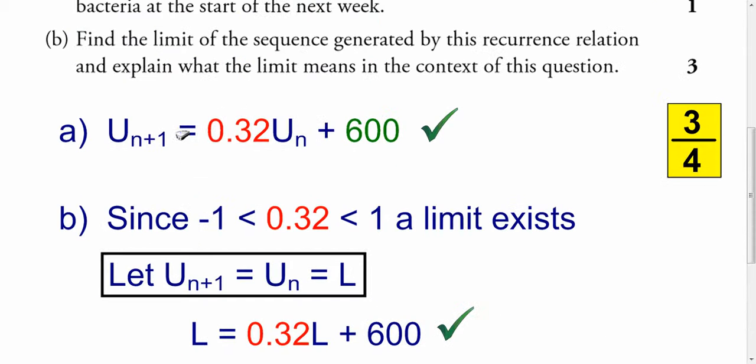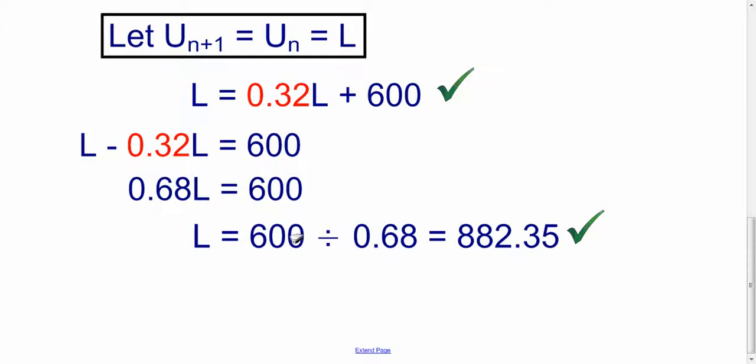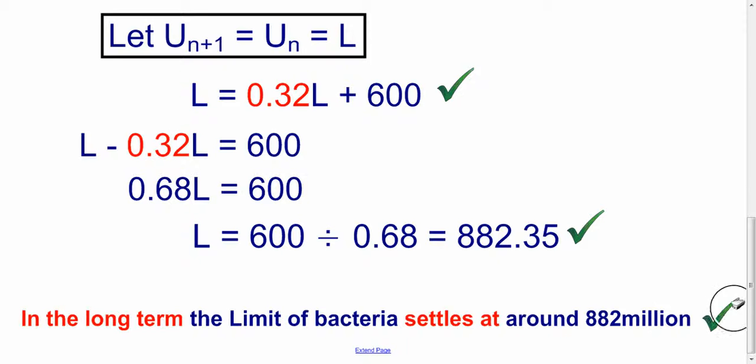For the final mark, you have to explain what the limit means in the context of the question. I always do the same sentence for these types of things. It really helps to learn this sentence. And the thing you have to remember is the parts in the red. In the long term, the limit of bacteria, in this case, it can be the limit of absolutely anything. You just substitute what the question is talking about into this part here. So in the long term, always start with that. The limit of the bacteria settles at, and then give your value. Now it was in millions, so we'll say around 882 million.